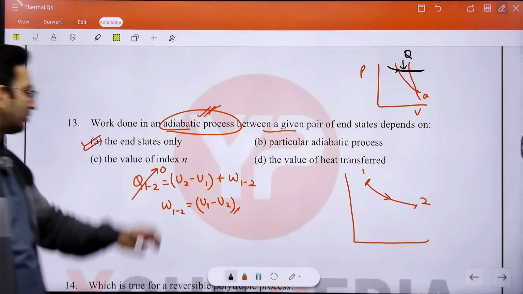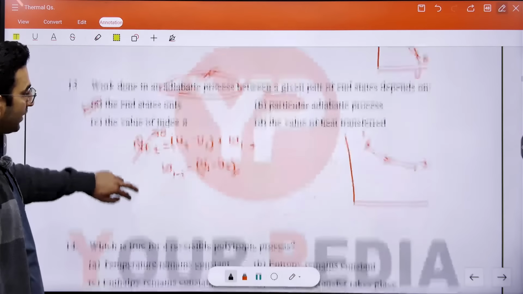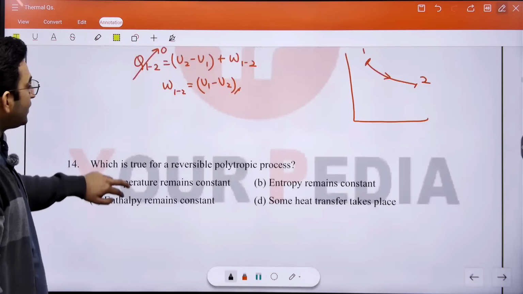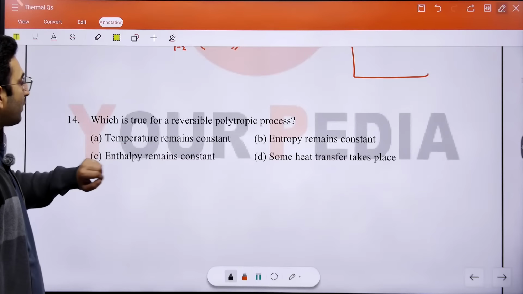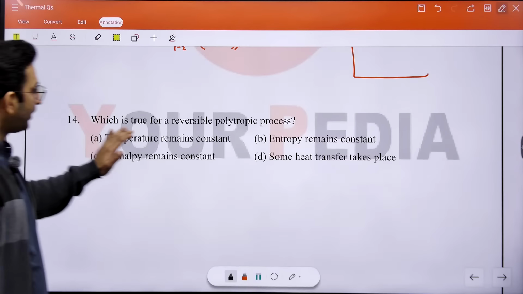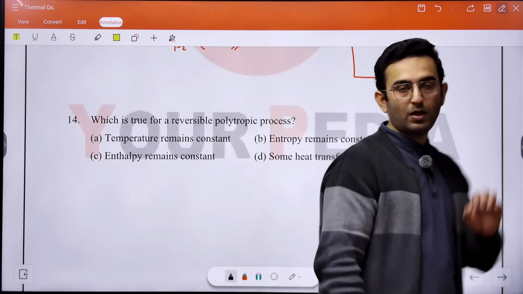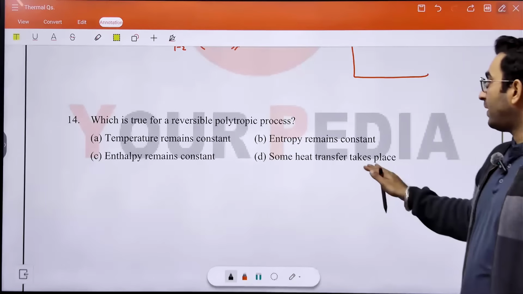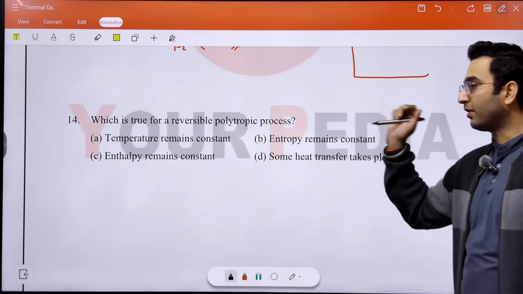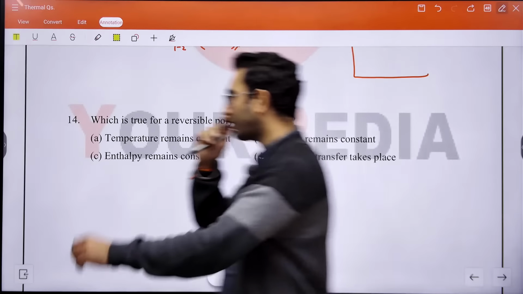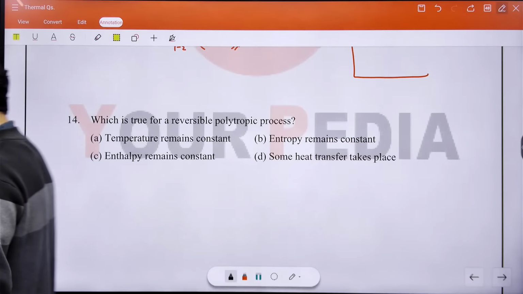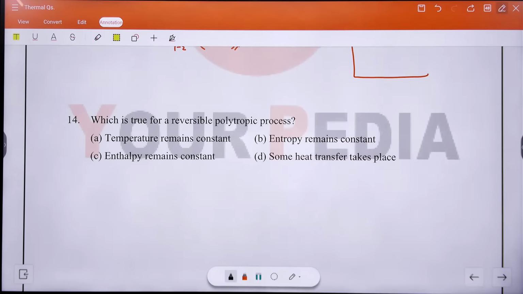Remember that condition also. Now, coming back to the next question, which is true for a reversible polytropic process here? Temperature remain constant, entropy remain constant, or some heat transfer take place, or enthalpy remain constant here. What can be the answer? Question number 14. It is not depending upon the index n here. Remember that.